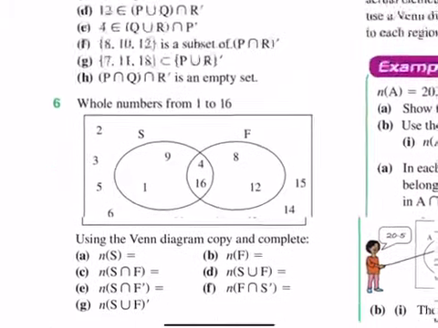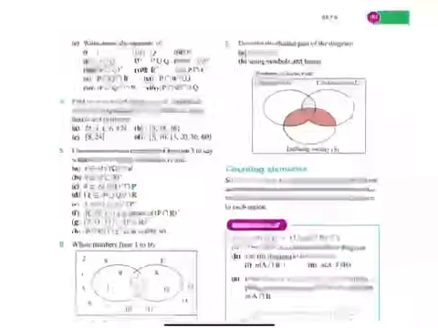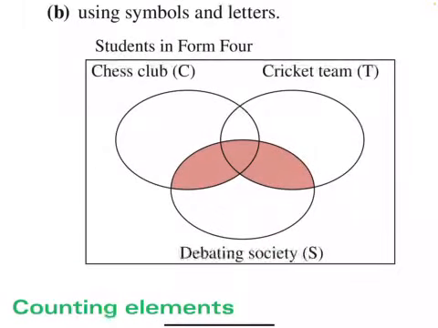So I could say, like here, n(C), means everything that's in C. You say n(T), everything that's in T.